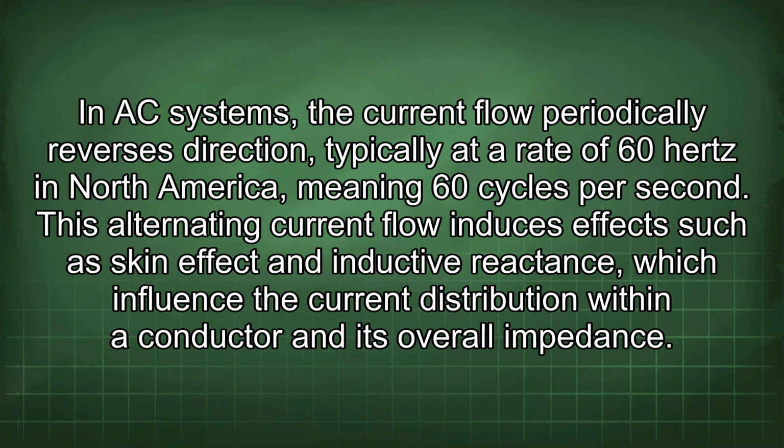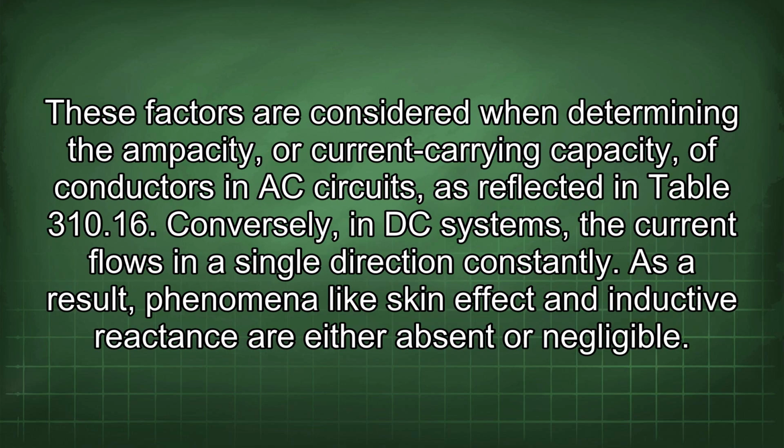In AC systems, the current flow periodically reverses direction, typically at a rate of 60 Hz in North America, meaning 60 cycles per second. This alternating current flow induces effects such as skin effect and inductive reactance, which influence the current distribution within a conductor and its overall impedance. These factors are considered when determining the ampacity, or current carrying capacity, of conductors in AC circuits, as reflected in Table 310.16. Conversely, in DC systems, the current flows in a single direction constantly.